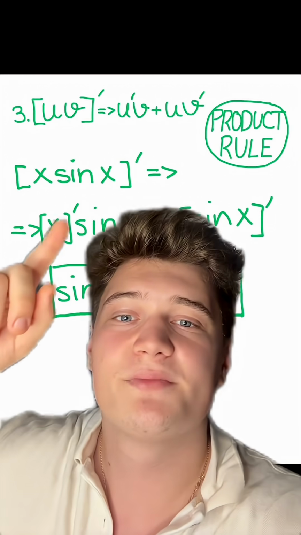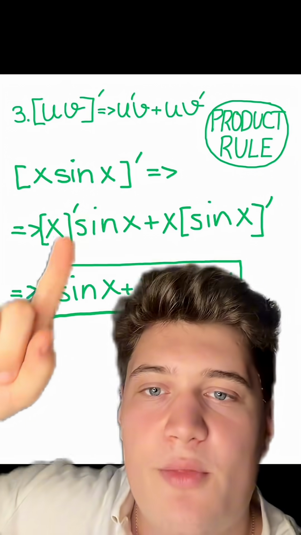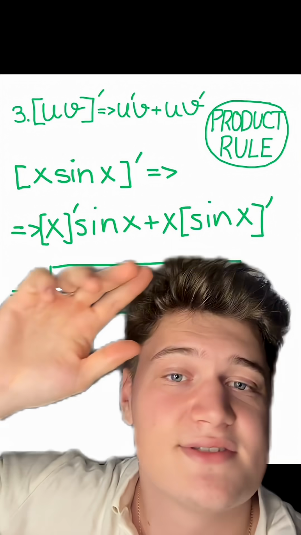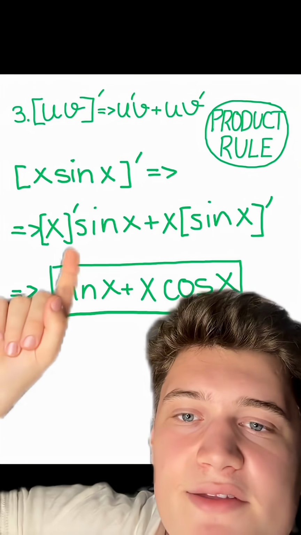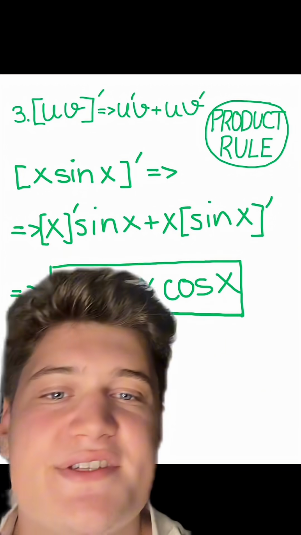Here's the example of the product rule. We have x multiplied by sine x. So we just refer to this identity over here and we write it down this way. We have the derivative of x multiplied by just sine x plus just x multiplied by the derivative of sine x, which turns into sine x, because the derivative of x is just 1, plus x cosine x, because the derivative of sine x is cosine x.